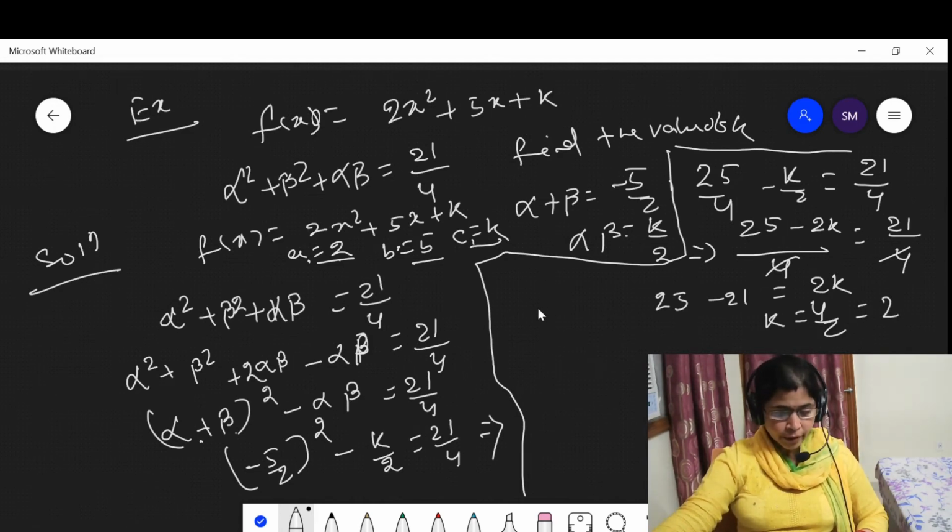Then by solving this, we find the value of k is 2. This is the answer of the question.